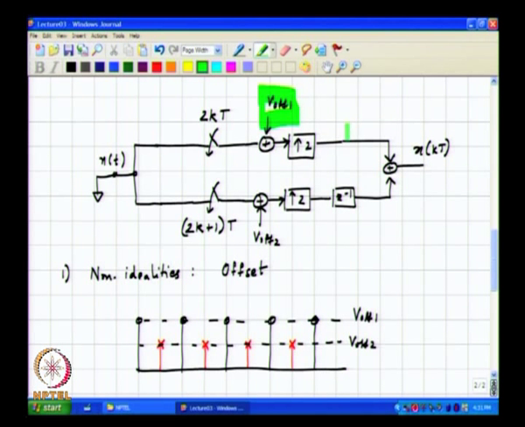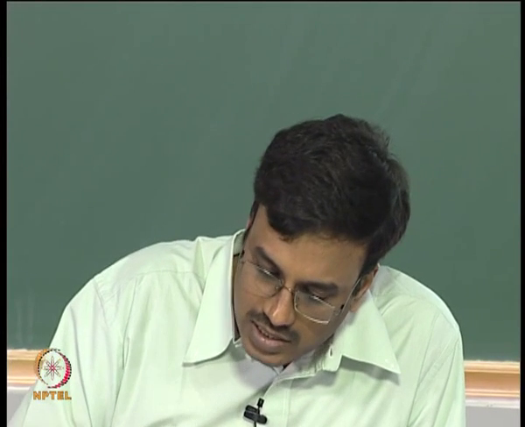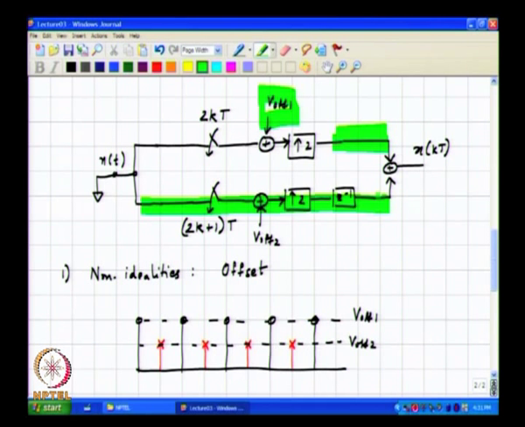So, instead of the output of this channel on the top being 0, 0, 0, it is V offset 1, V offset 1, V offset 1. But these are only the even samples. This channel on the other hand also adds offset, but its offset is not the same as the offset added by the first channel. This can happen in practice due to mismatch in the circuits that I use to implement these systems. Let us not worry at this point about where these offsets are coming from and why they are different. We just take it for granted that this is what would happen in practice.